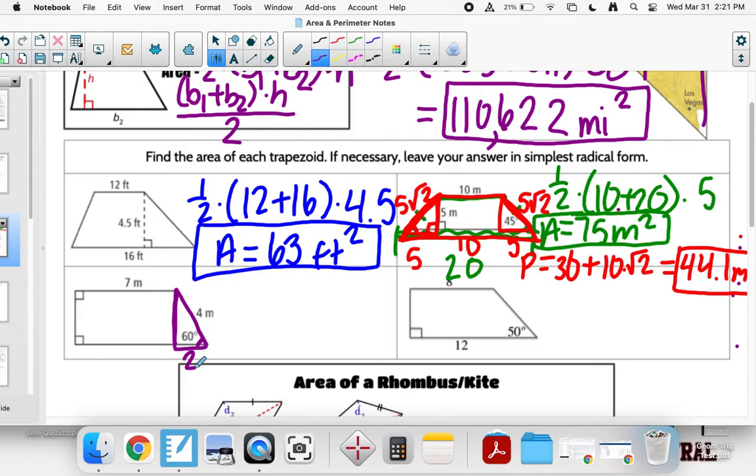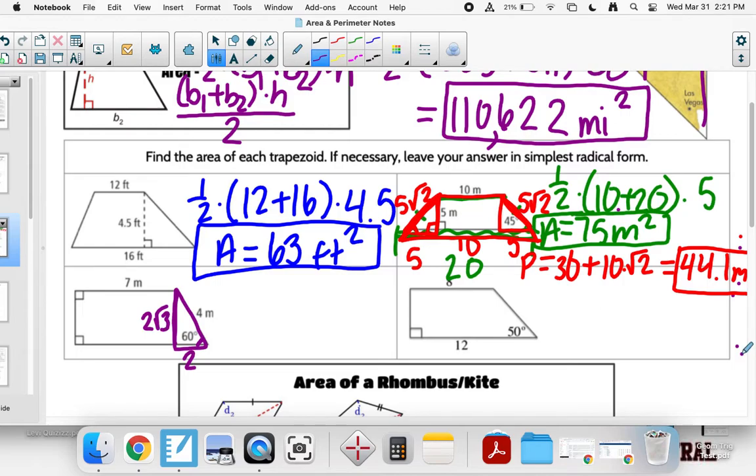To go from my short leg to my long leg, my height, what do I do? Is it like square root of 3? Yes, how much square root of 3? 2 square roots of 3. So that's our height.